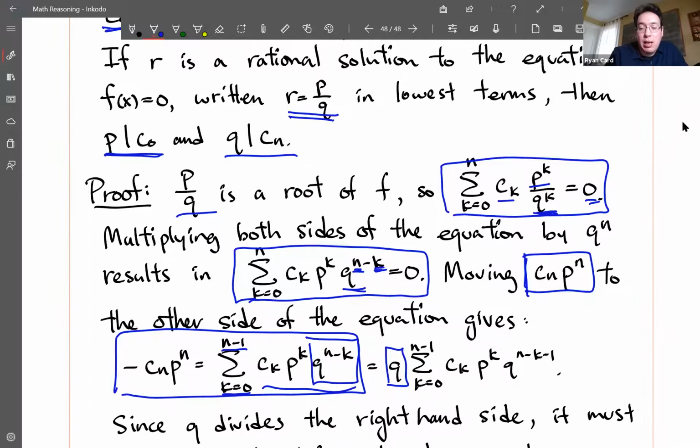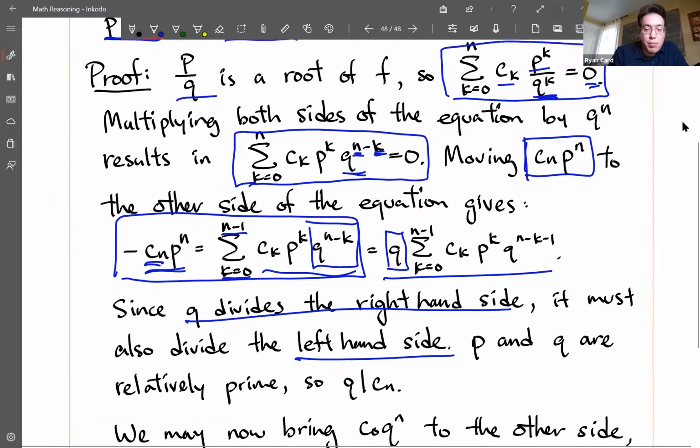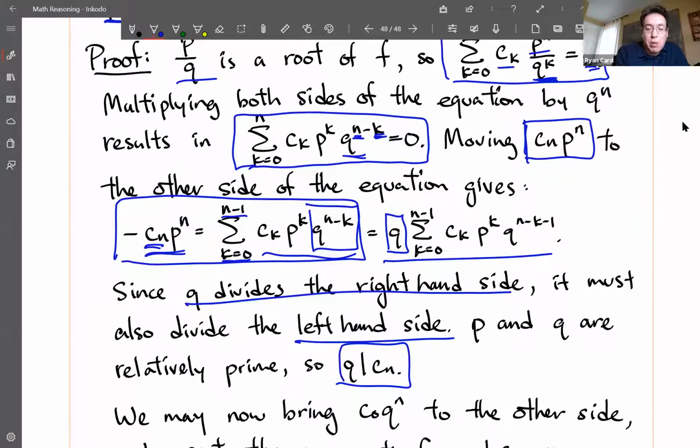But this means that on the right-hand side of the equation, you were able to factor out a q, so it's divisible by q. But if the right-hand side is divisible by q, then the left-hand side is also divisible by q. So this expression is divisible by q. We know that p and q are relatively prime, so it was reduced to the lowest terms. So q must divide the other part, the coefficient Cn. So we get that q divides Cn.